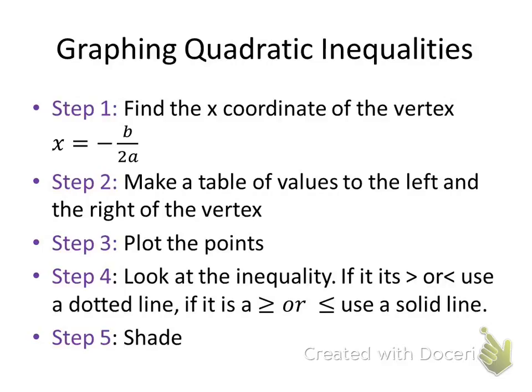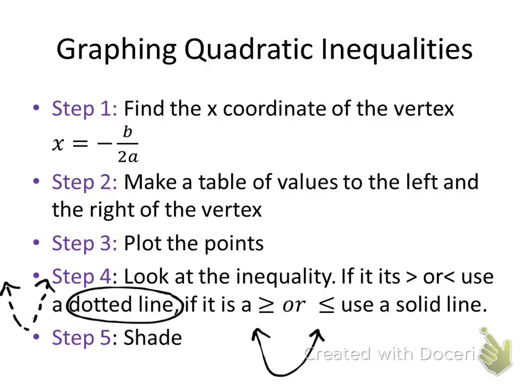Now, this is where it gets different. Because I don't have an equal sign. I have a greater than or less than, greater than or equal to, less than or equal to sign. If it has a greater than or less than sign, I use a dotted line to connect the dots. So my parabola would look like this. See how that's dotted? Because it's greater than or less than, so it's not exactly equal to. So I don't want to do a solid line. Then, if it's greater than or equal to or less than or equal to, I am going to use a solid line because it can be equal to that number.